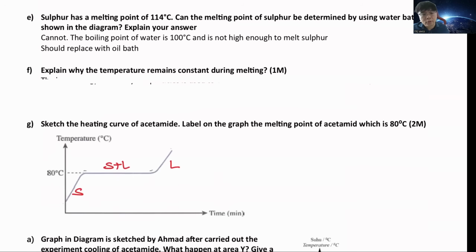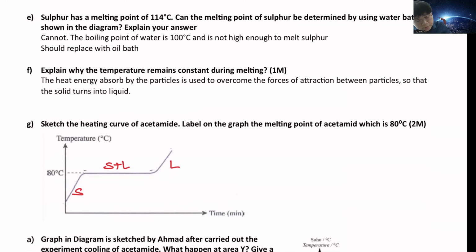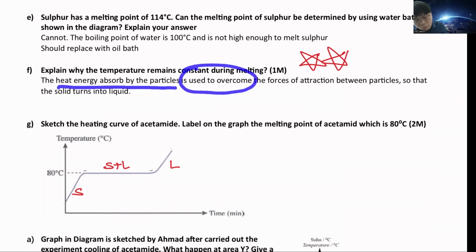Then after that, they always ask this question: why will the temperature stop here at the melting point? So you need to mention a standard answer. Please make sure you memorize this so it comes out. Because the heat energy absorbed by the particles is used to overcome the force of attraction between the particles so that the solid turns into liquid. Okay, this one is very important, it always comes up in the exam.